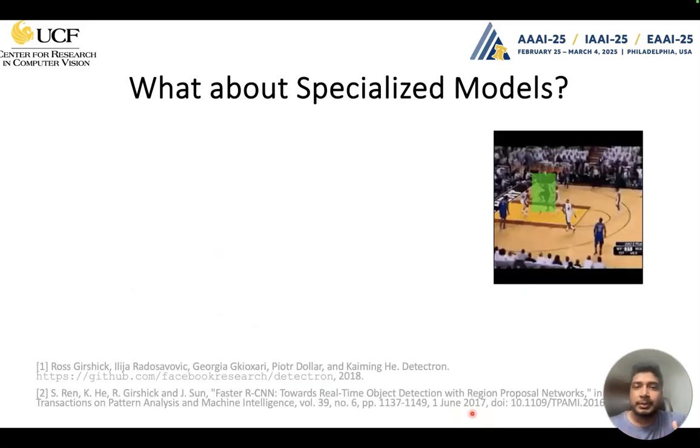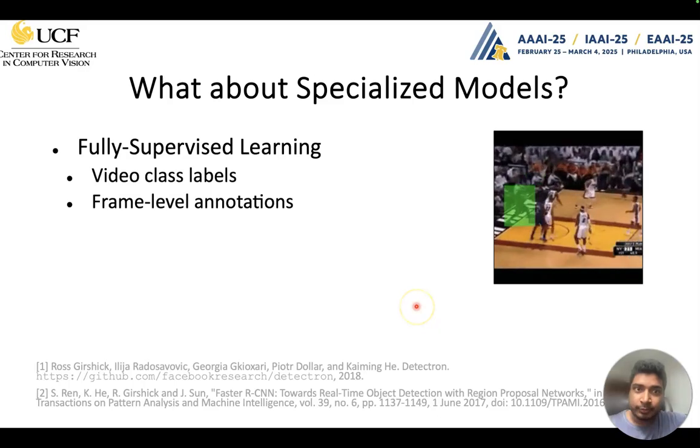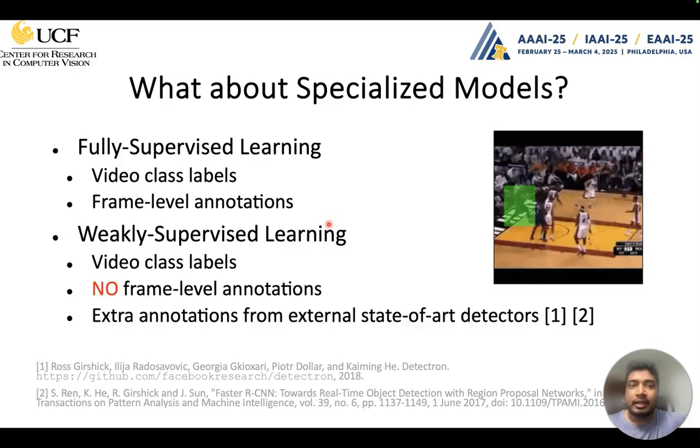So now, what about the specialized models? There are three categorizations of specialized models. Firstly, fully supervised learning. They use the video class labels as well as the frame level annotations. So this makes the task very cost intensive. The other aspect is weakly supervised learning, which only uses video class labels and no frame level annotations. However, they are dependent on extra annotations from external state-of-the-art detectors, which require a huge chunk of dataset to be trained on.